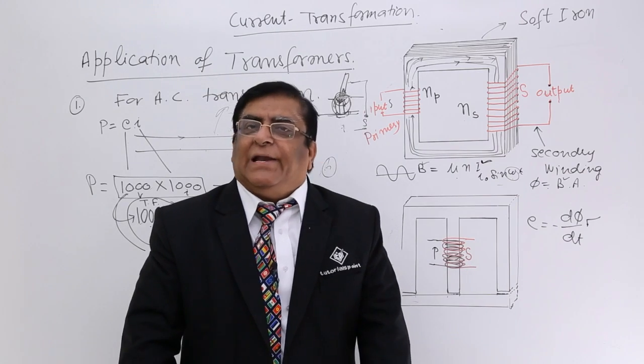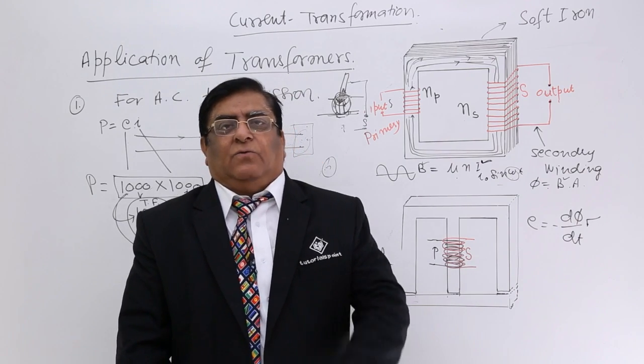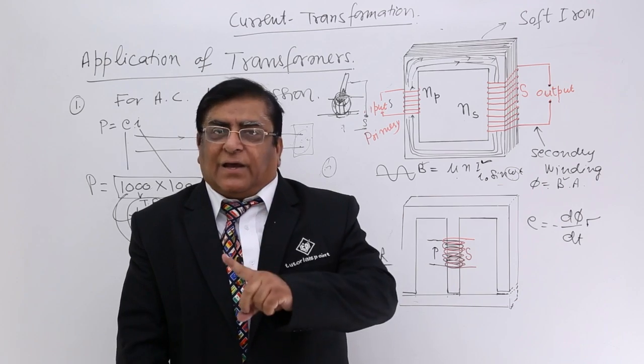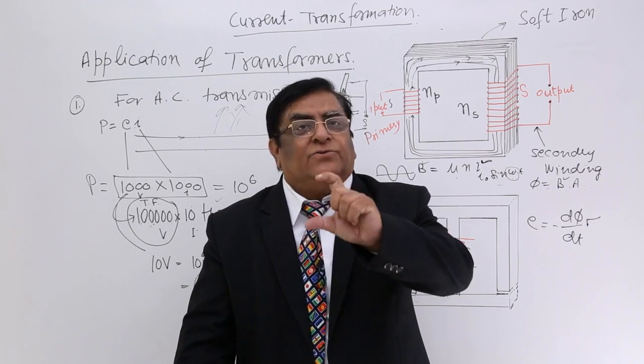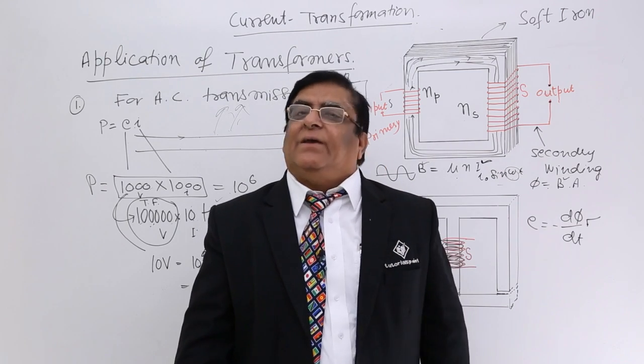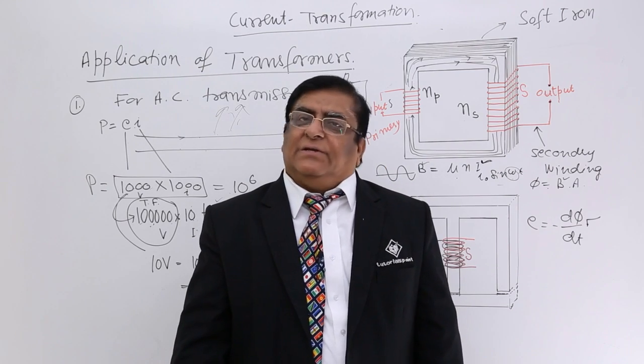So what do we need for welding done? Very high heat. What is very high heat? With very high current. How do we get very high current? Because we are using a transformer to decrease the voltage, and we get a very high current. So this is one use of the transformer.